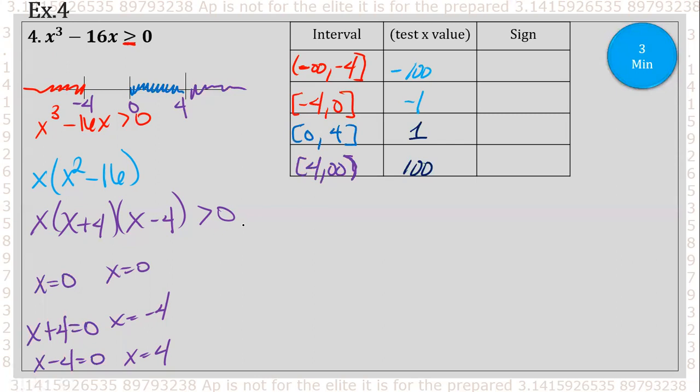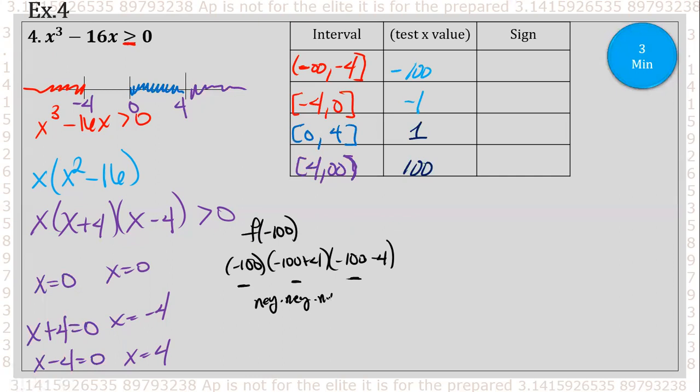So if I go ahead and use the factor form, I get f of negative 100 was my first one. So negative 100 times negative 100 plus 4 times negative 100 minus 4. You try to evaluate this. What is this going to be? Well, this is a negative, this will be a negative, this will be a negative. So I got negative times negative times negative. So all of this went positive, and times the negative stayed a negative.